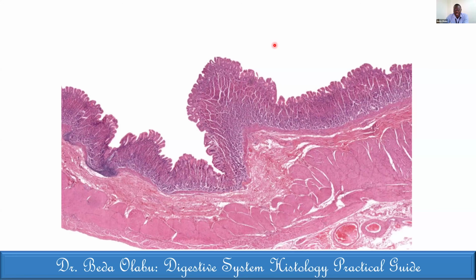This is a slide of the gastric wall, stomach wall. And what do we see? So from here to there is the mucosa of the stomach. Then from here to there is a submucosa. From there, going that way, is the Muscularis propria.